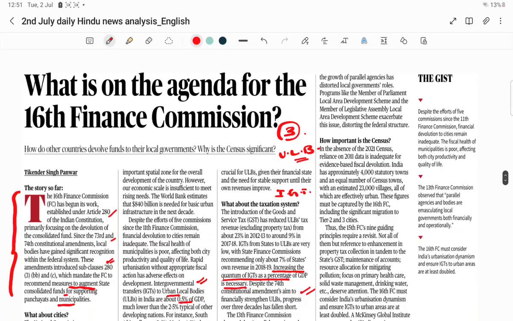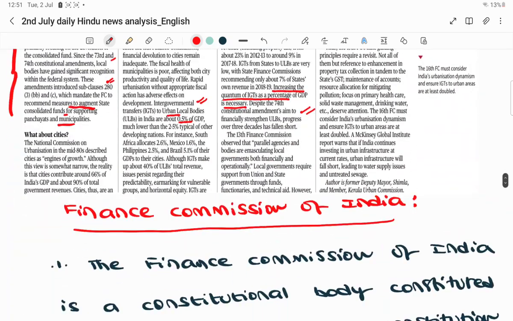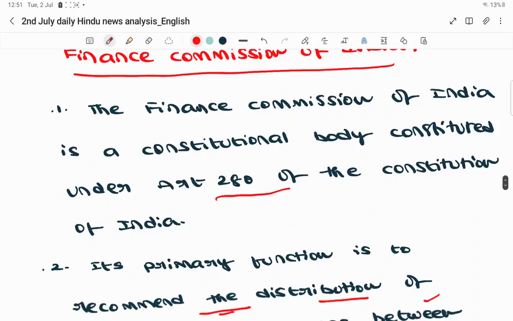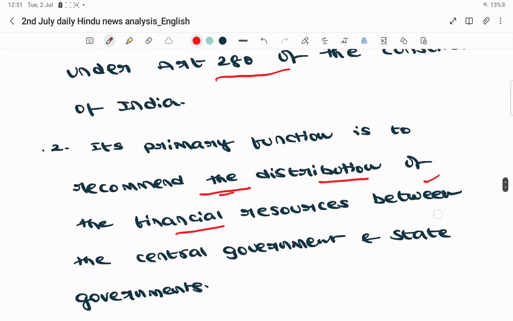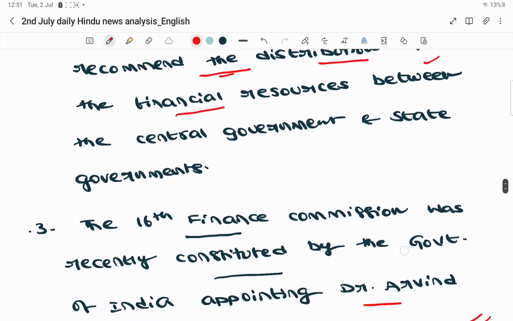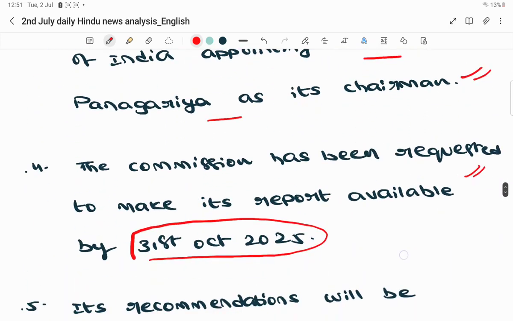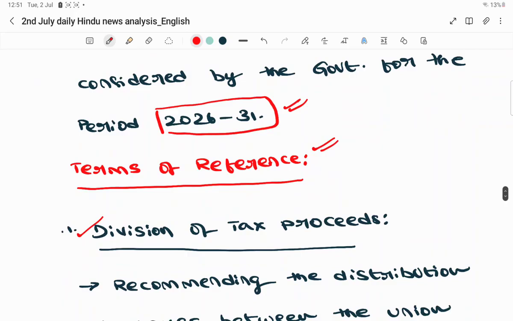What is on the agenda for the Finance Commission? In this context, you should know what is the Finance Commission of India, under which article it will be constituted and who will constitute it, what are the main functions, recently which Finance Commission was constituted, and what are the terms of reference for the latest Finance Commission, and what is the position of the urban local bodies in our country. On one side, how cities are acting as the growth engines of our country, and on the other side, how they are struggling for resources, lack of resources for them. So these are the important points that you have to connect the dots with further study.